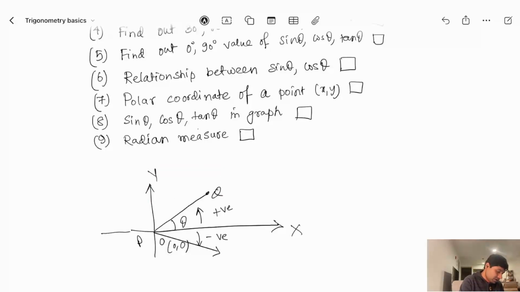In the coordinate system, this is called the first quadrant, this is the second quadrant, this is the third quadrant, and this is the fourth quadrant. In the first quadrant, both x and y are positive. In the second quadrant, x is negative but y is positive. In the third, both x and y are negative, and in the fourth quadrant x is positive but y is negative. So yes, an angle is nothing but when two lines connect at a point, called the vertex, and they have a certain rotation between them, then we can simply say there is an angle between these two lines.